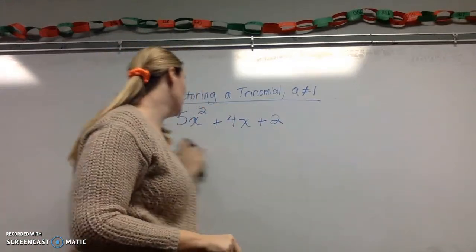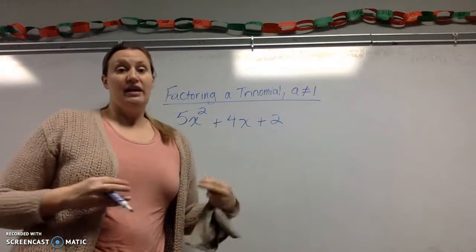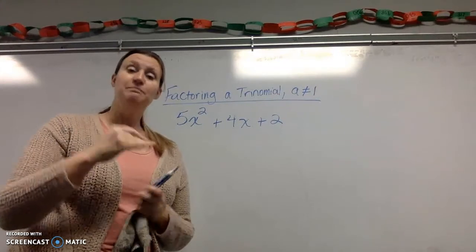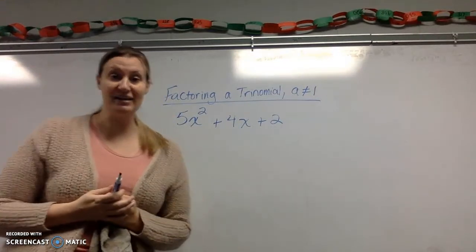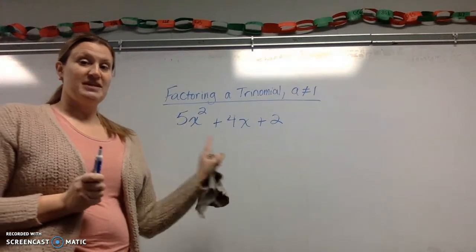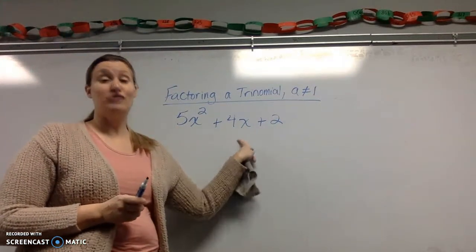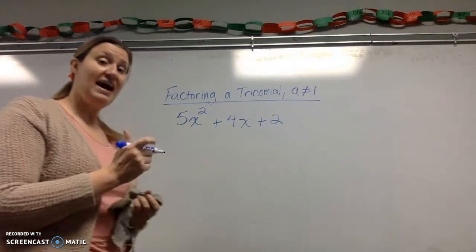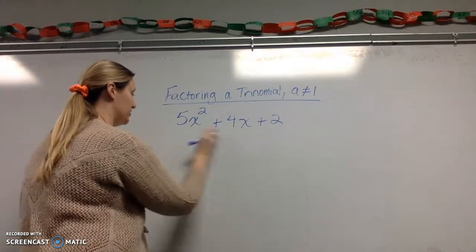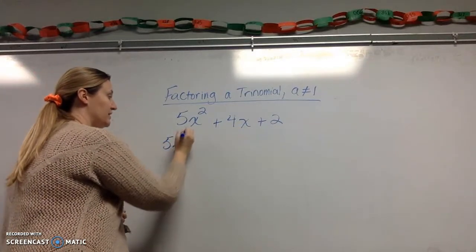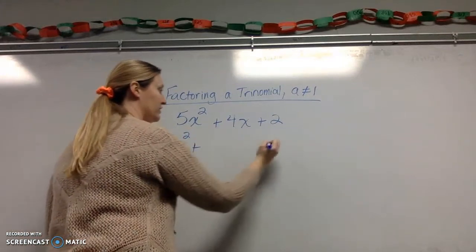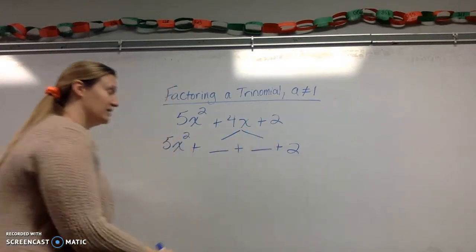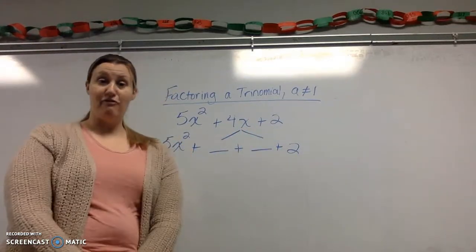So what we want to do is actually do the grouping method that we learned in a previous video, where you have 4 terms and you group 2 and group 2 and pull out the greatest common factor. Now, in order to make that work, we have to rewrite this so that it has 4 terms. Then once I have 4 terms, I can group. How I do that, I'm going to split the middle term. In other words, I'm going to keep the 5x squared and I'm going to keep the plus 2. I'm going to split this into 2 terms that add to give me 4x.